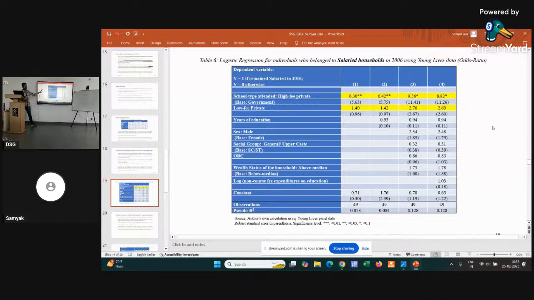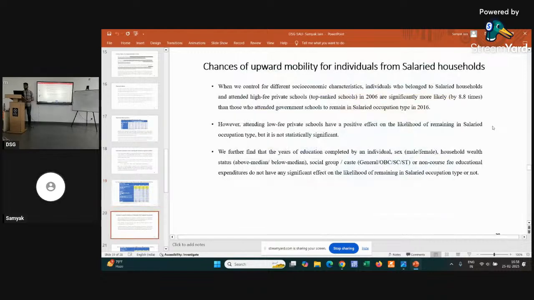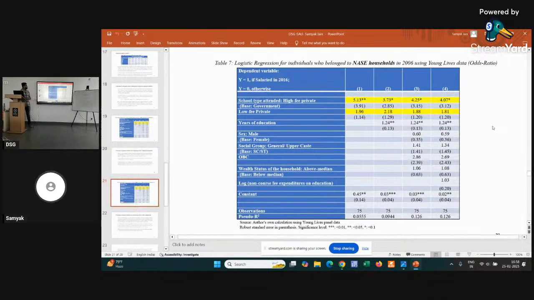What this means is that let's take as the base those children who belonged to salaried households but were attending government schools. We compare them with similar children who attended high-fee private schools. We see that those attending high-fee private schools were actually more likely to gain that mobility, controlling for all different socioeconomic characteristics. Similarly, for NACE households, here we see that years of education matters. However, the high-fee private schools continue to remain an important marker.